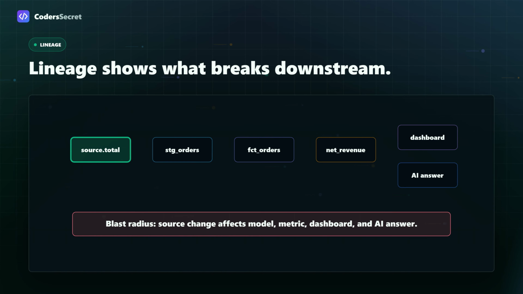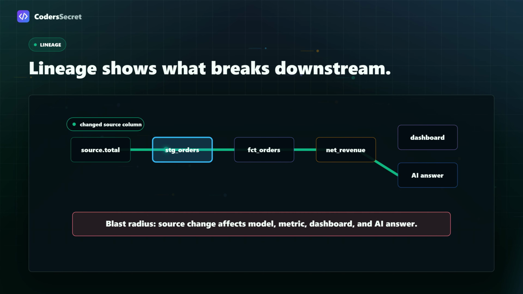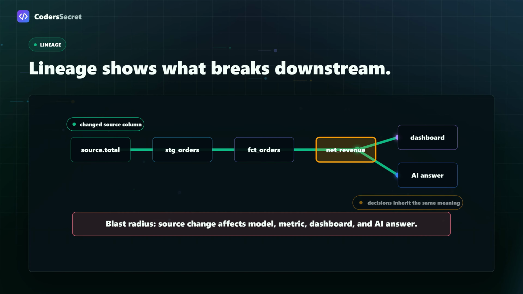The highlighted path starts at a changed source column. It flows through a staging model, an intermediate model, a fact table, the net revenue metric, a dashboard, and an AI answer. This is blast radius analysis. Table lineage is useful, but column and metric lineage are more useful when you are reviewing a risky change. The question is not only what table depends on this, the question is which decisions depend on this meaning.